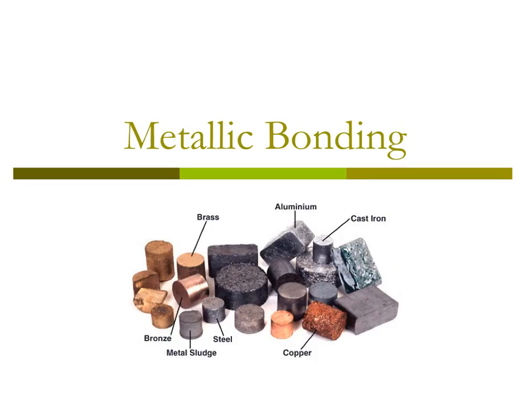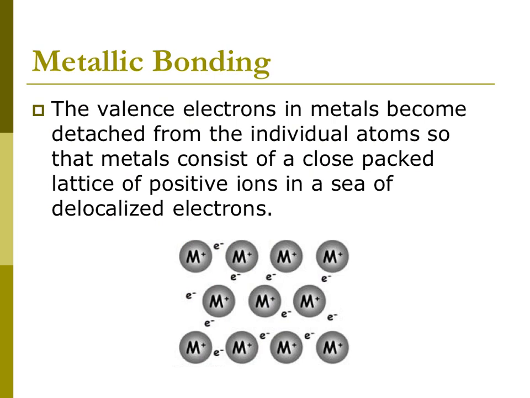Let's move on to metallic bonding. In metallic bonding, the valence electrons of each metal atom become completely detached. And so then you have a sea of delocalized electrons. Now the metal nucleus has a positive charge, and the electrons are floating around the outside of the metal nucleus. This is often called the electron sea model, where all of the valence electrons as a whole are free to flow throughout the metal.